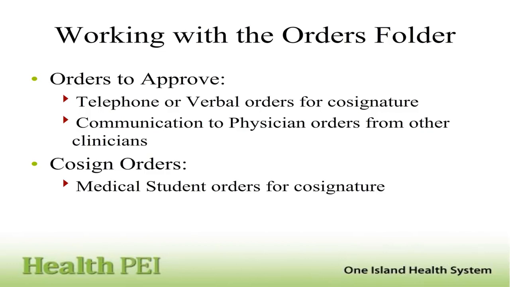Then upon signature, the order routes directly to that physician's message center and to the orders page of the patient record. The order will be in an ordered status and will have a caduceus icon next to it to indicate it has not been co-signed. Similarly, cosign orders are med student orders that have been routed for co-signature, and a communication to physician order is a non-urgent communication to a physician that's also been routed for co-signature.